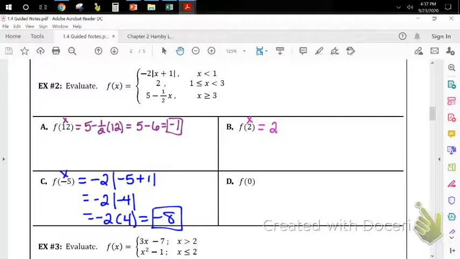And then D says f of 0. Well, that means x is 0, and 0 is less than 1. So we're going to plug it into that first equation. So negative 2 times the absolute value of 0 plus 1. So we got negative 2 times the absolute value of 1. So negative 2, and the absolute value of 1 is 1, times that negative 2 is negative 2.